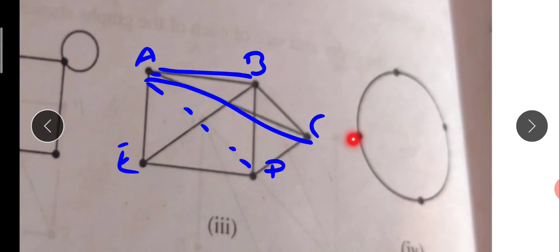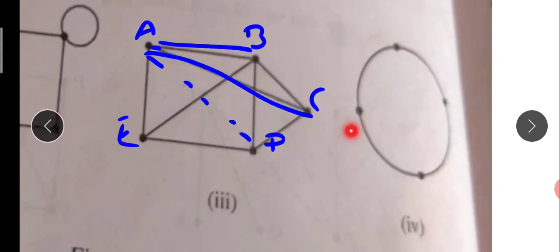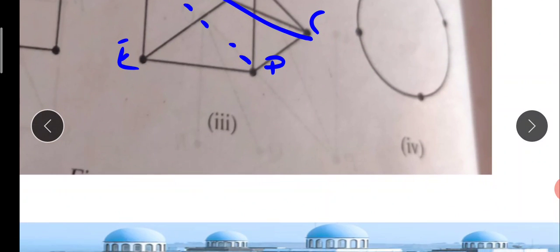The last one, is it a complete graph? No, because there is no edge from this vertex to this one. So none of these is a complete graph.